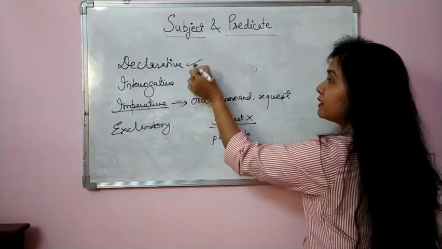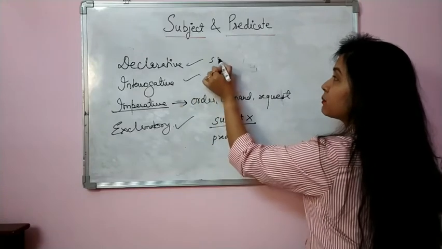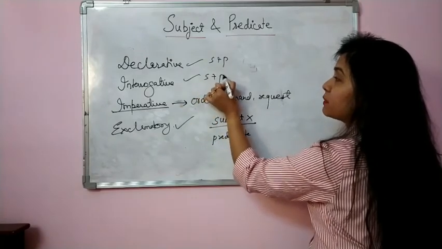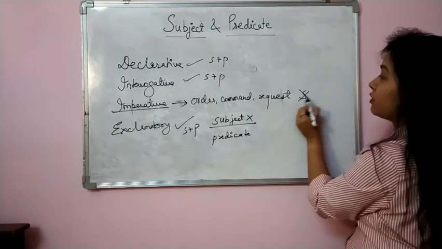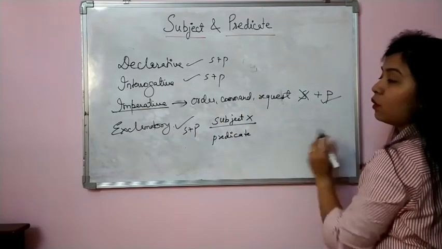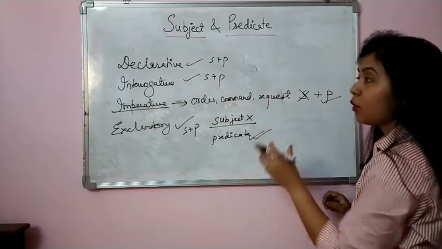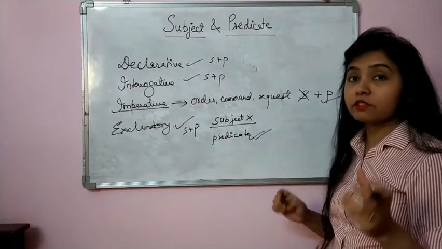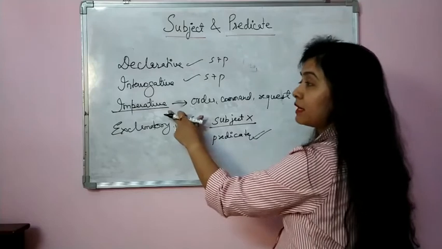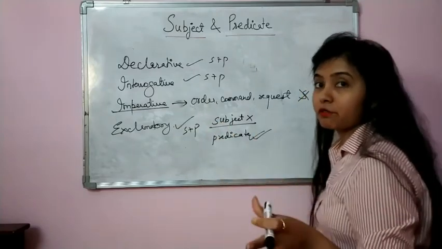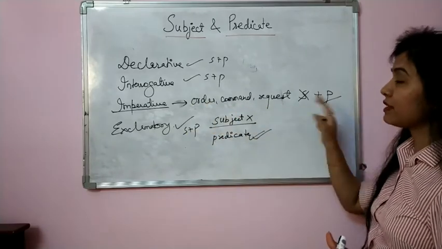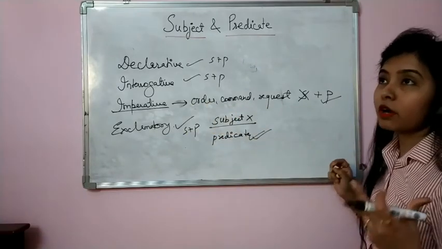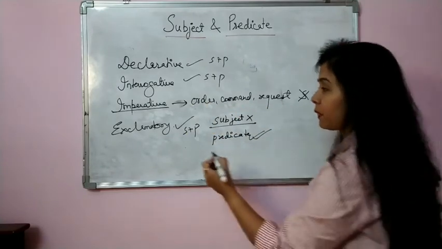In all these, subject plus predicate is written. But here, the subject is not written, only the predicate is written. So I'll explain this with an example. In an imperative sentence, if you have seen my previous video where I told you about sentences which express command, order, request, the request or command can be "shut up".